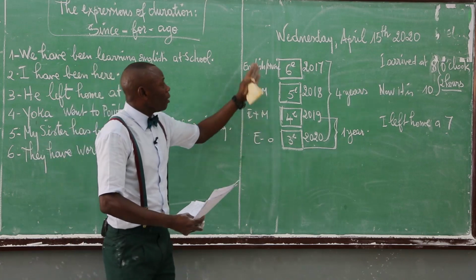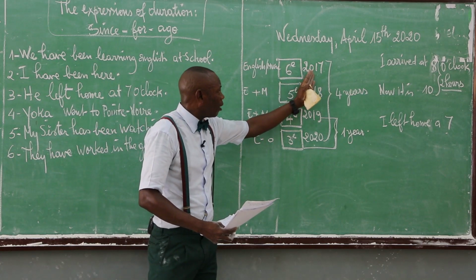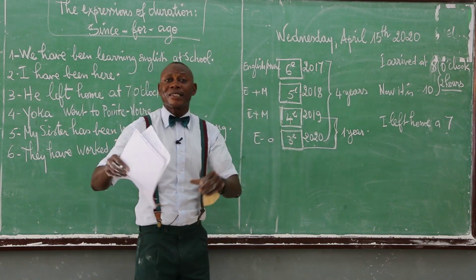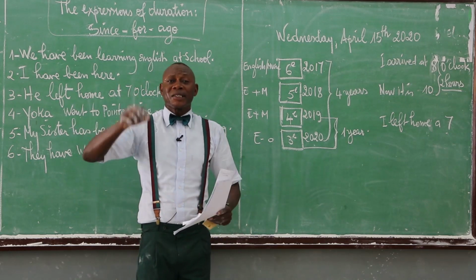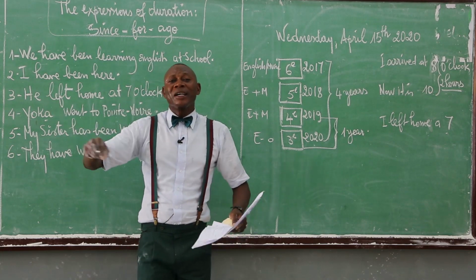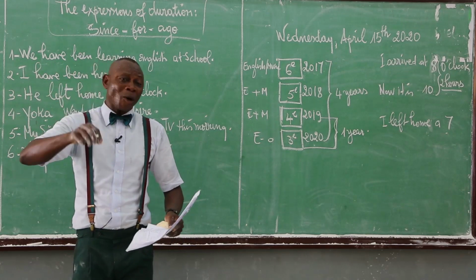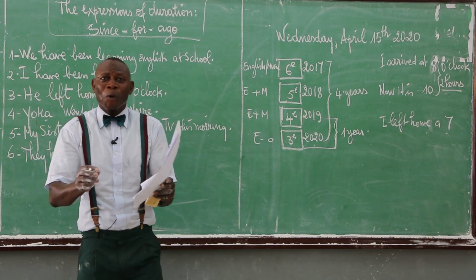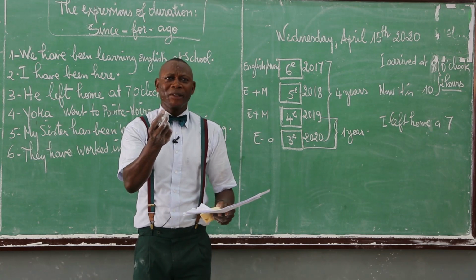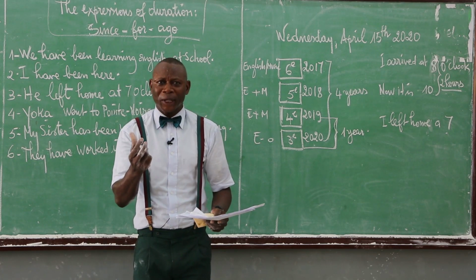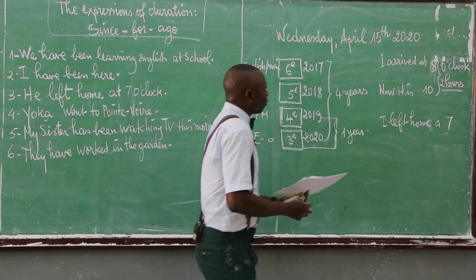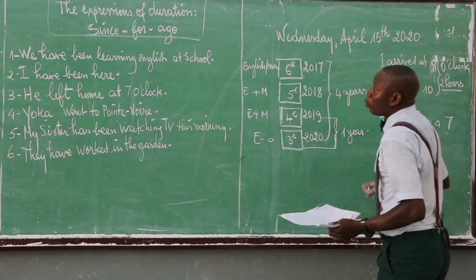But here I want to say since 2027, since 2 o'clock, since December the 5th, since November, since October. So here we specify the starting points of an action, okay? So use since. Good. Let me write those sentences here.